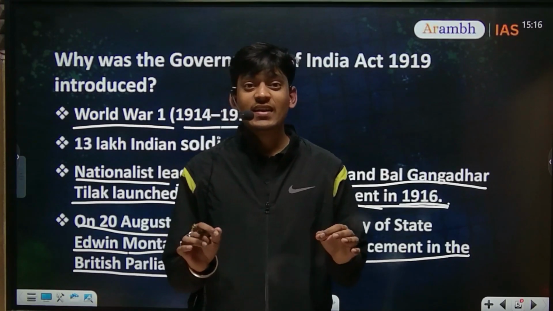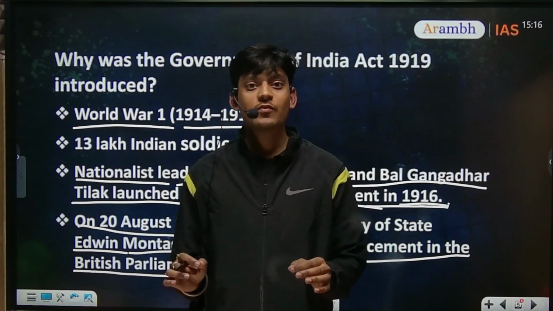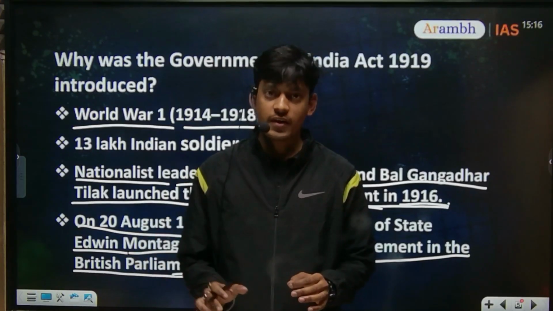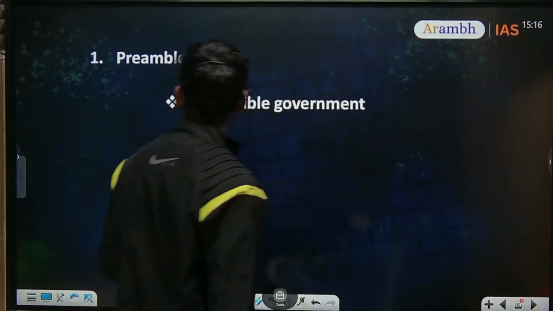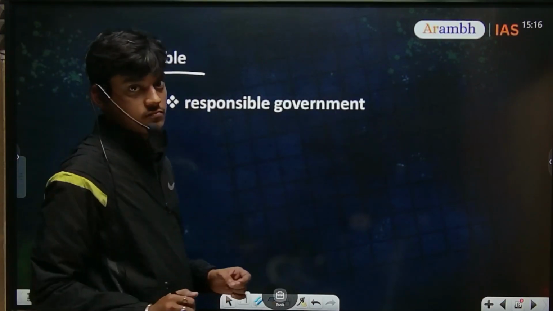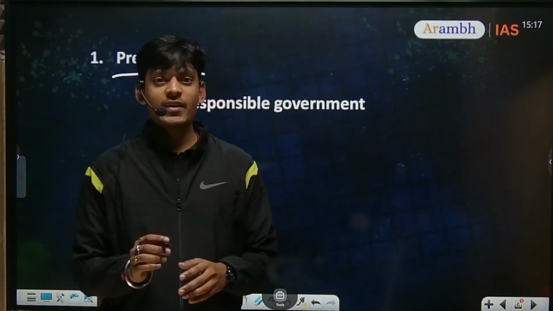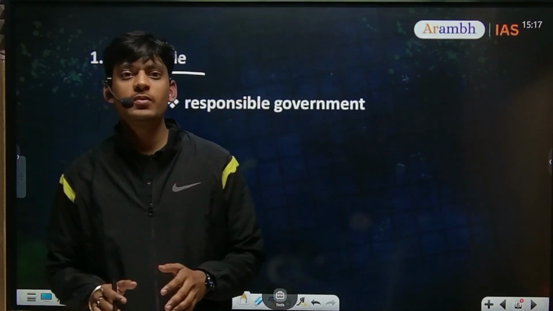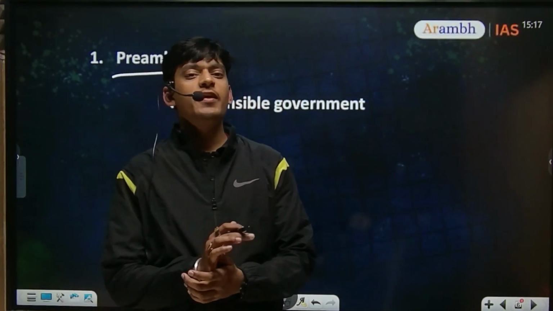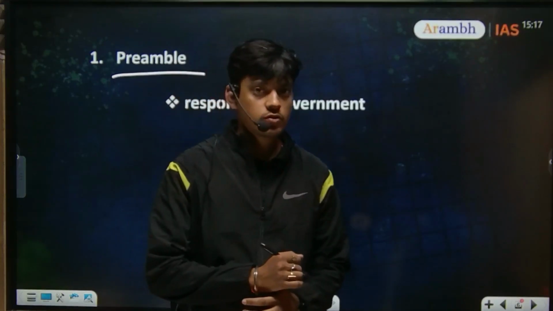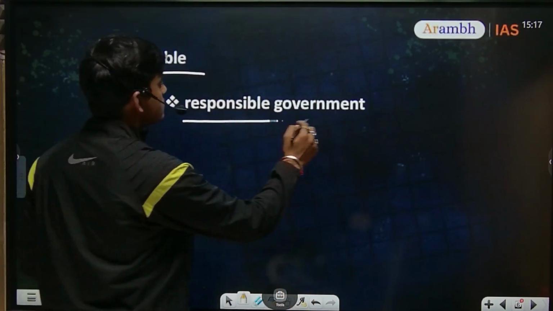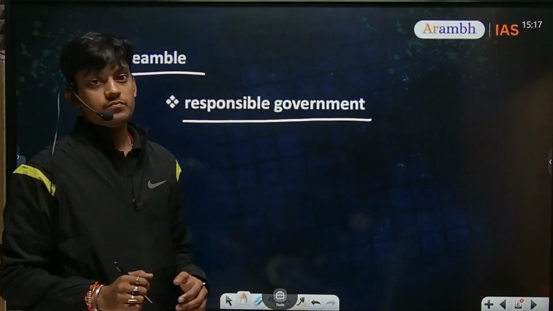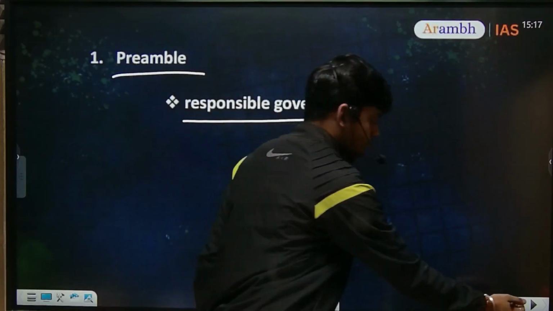Now, let's understand the key features of this act point by point. The first point is the preamble. Now understand, the act officially accepted responsible government as the goal of India, but gradually, in a step-by-step approach, not immediate freedom. Understood? It's a responsible government.